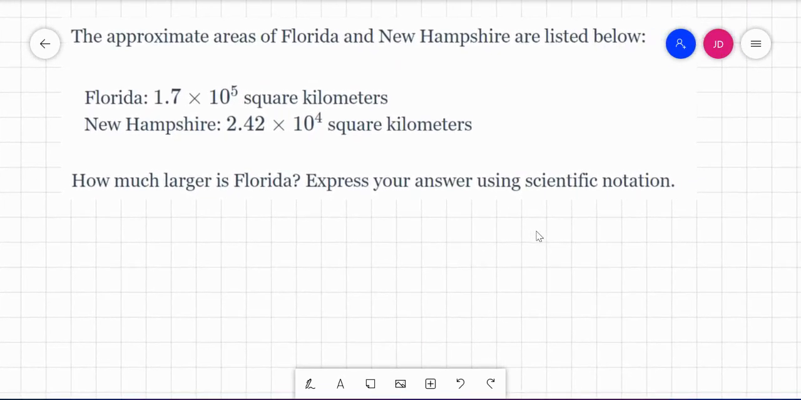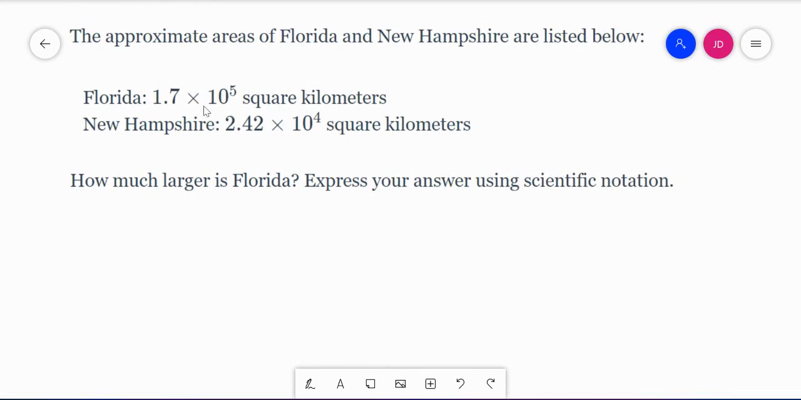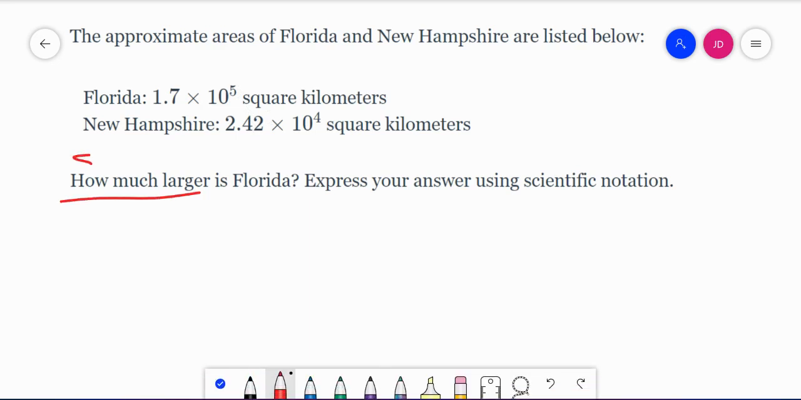All right, the approximate areas of Florida are listed below. How much larger is Florida? Express your answer in scientific notation. So again, this is the bigger one. I'm going to have to subtract this number if I want to know how much larger. So in this case, we're going to subtract.